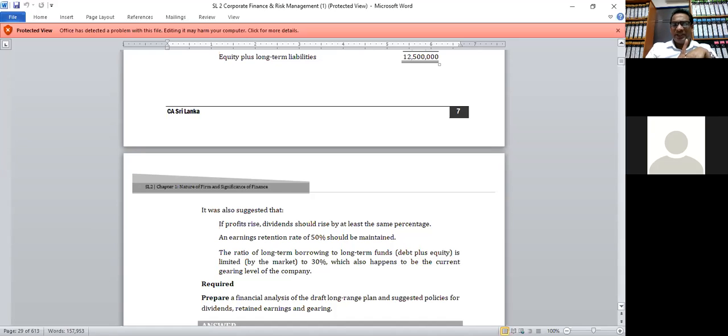The ratio of long-term borrowing to long-term funds. We are coming to gearing. The ratio of long-term borrowing to long-term funds, which is debt plus equity, is limited to 30%, which also happens to be the current gearing level of the company.